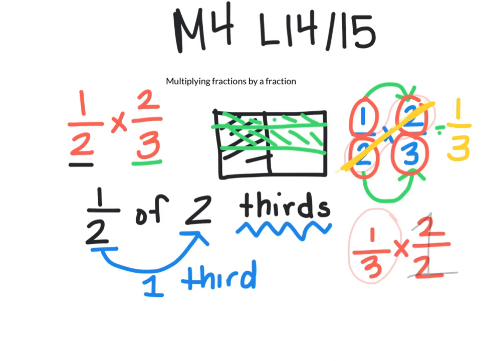So our last method is simplifying before we multiply. If we simplify before we multiply, we must have the same number in the numerator and denominator, and we can match them and cross them out and then simplify it over to the right.